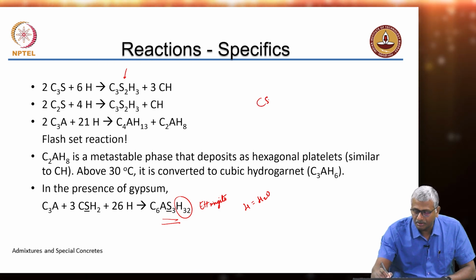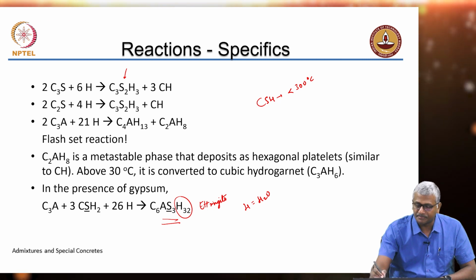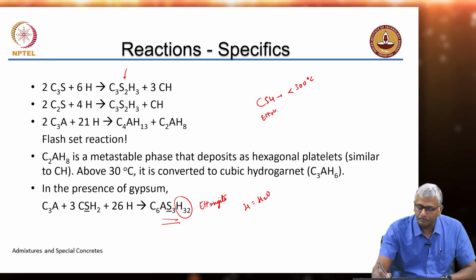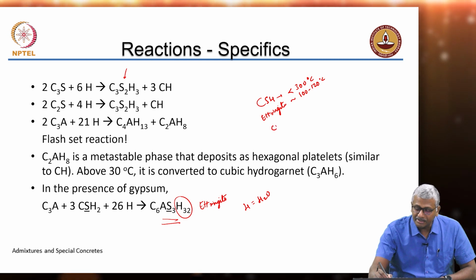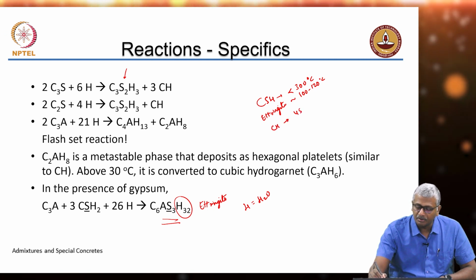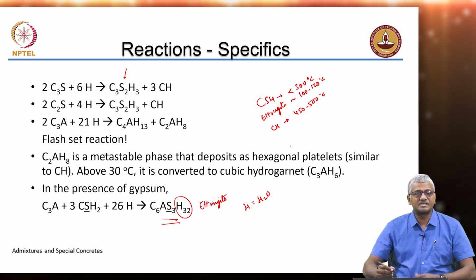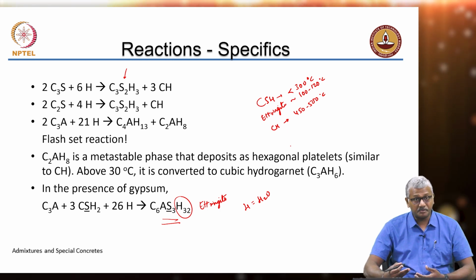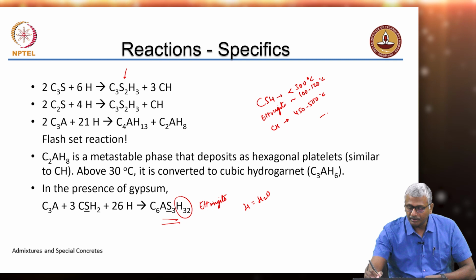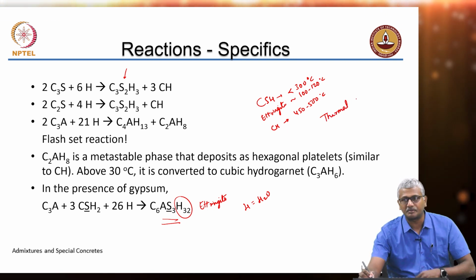So CSH, the water loss is at less than 300 Celsius. Ettringite, around 100 to 120 Celsius, you will lose all the water. Okay, calcium hydroxide, you lose the water only between 450 and 500 Celsius. Okay. So, this is a very important technique for us to understand the overall composition of your cement or cement paste, which is called thermal analysis. All you do is take your material and heat it to different ranges of temperatures.